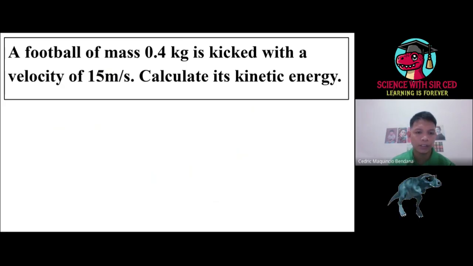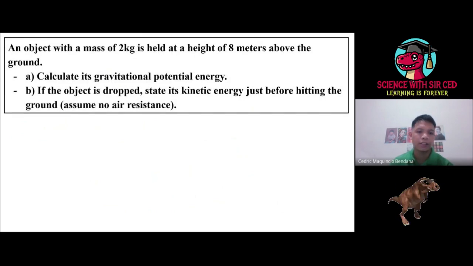Okay, let's proceed to the next one. This is a two-part question. An object with a mass of 2 kilograms is held at a height of 8 meters above the ground. Calculate the potential energy. That's for letter A. And if the object is dropped, state its kinetic energy.